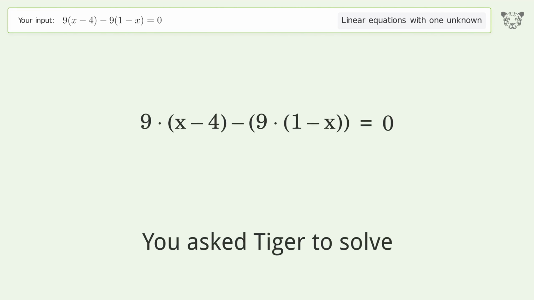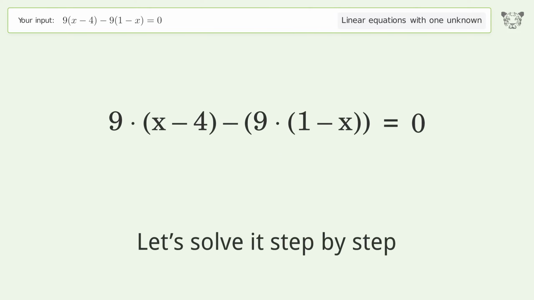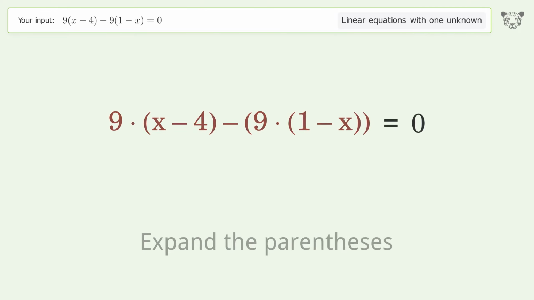You ask Tiger to solve this. This deals with linear equations with one unknown. The final result is x equals 5/2. Let's solve it step by step. Simplify the expression. Expand the parentheses.